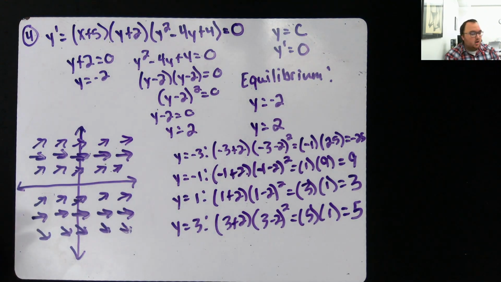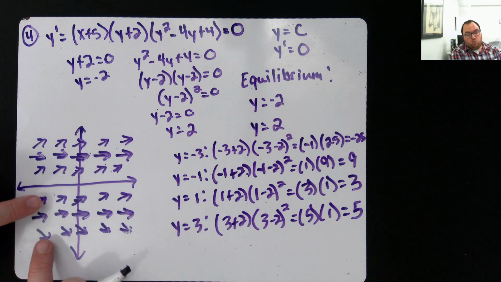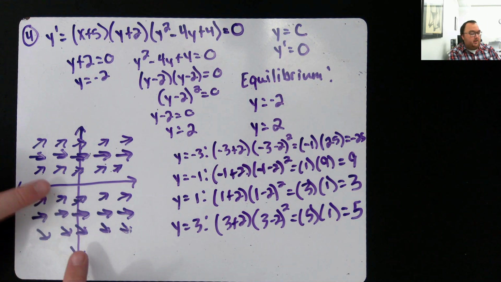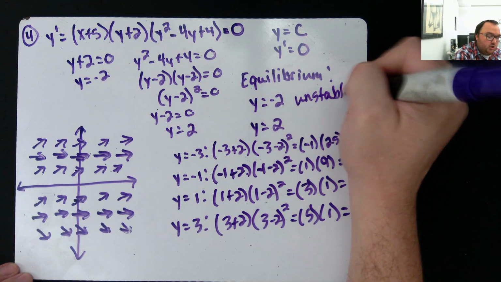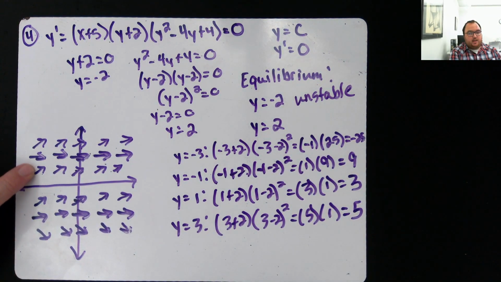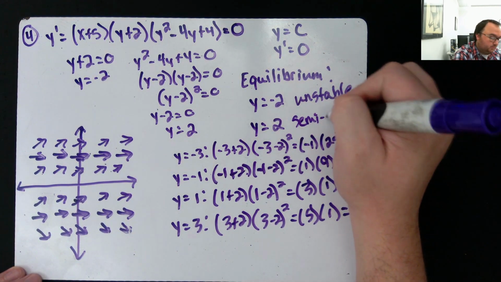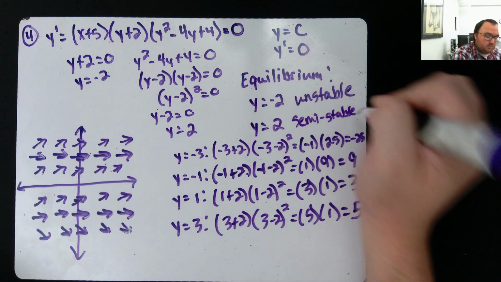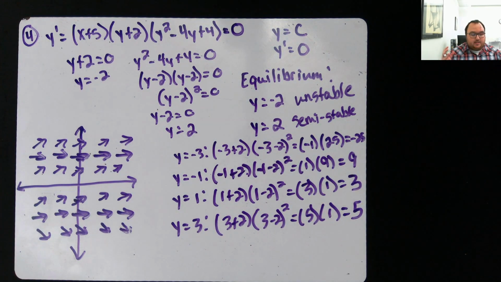So looking here at the -2, they are not pointing towards it, so that's going to be unstable. At y equals 2, one is pointing towards it, but the other one is not. So that's going to be semi-stable. So again, if any of that doesn't make sense, let me know. I will be happy to help you out.